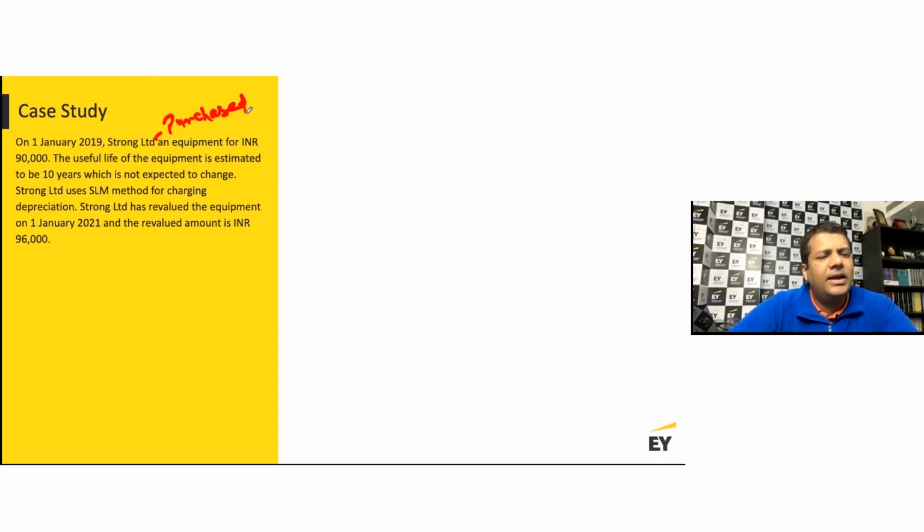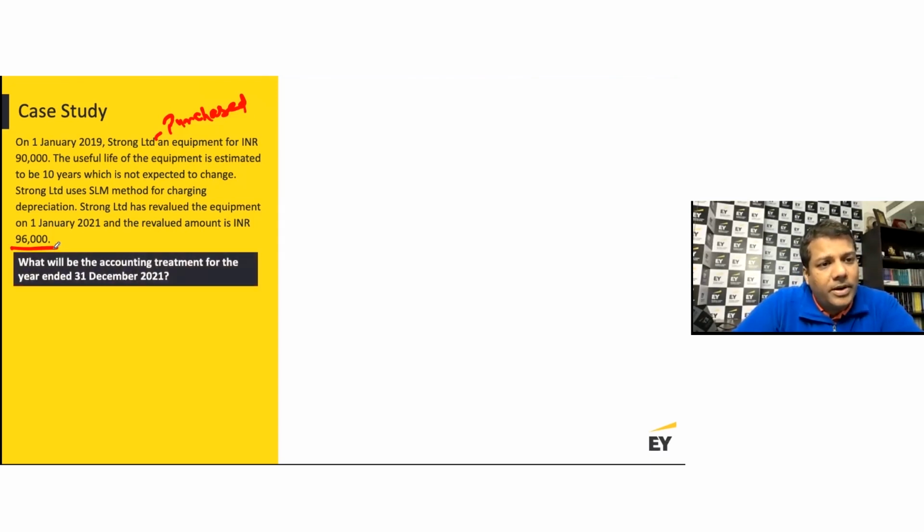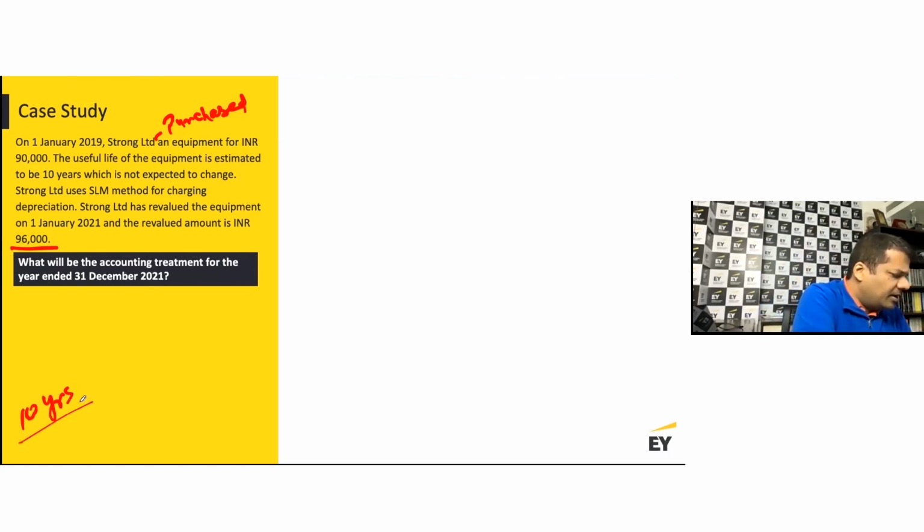Now, SLM method: I've revalued the equipment on 1st of January 2021, and the revalued amount is INR 96,000. It is going beyond my cost, and also after a couple of years of depreciation. Interesting. So the question is, what will be the accounting treatment for the year ending 31st of December 2021? Assuming I don't have any more information here, that basically the 10 years continues. Okay. Then we bought it for no residual value. Okay, awesome. All right, let's look at it.